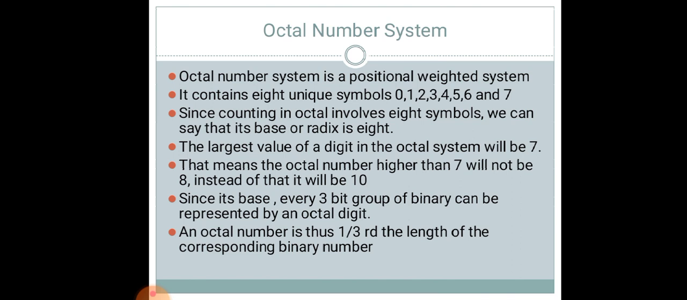Now why is this 8 considered? So you can remember the logic. 2 raised to 3 is equals to 8, right. So octal number system is a 3-bit number system. So whenever you consider binary number system with octal number system, you have to take the group of 3 bits only, right. This concept we will see later in number system, how to take the 3-bit binary for conversion to octal number system.